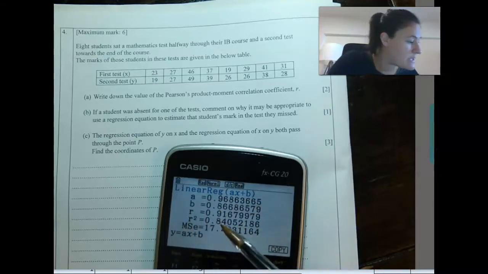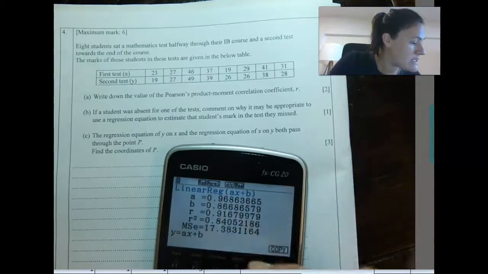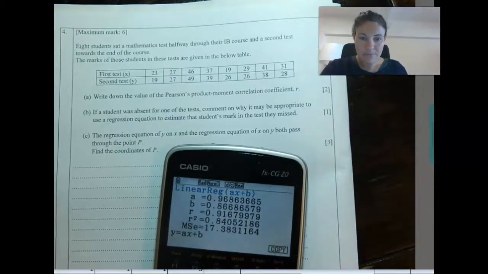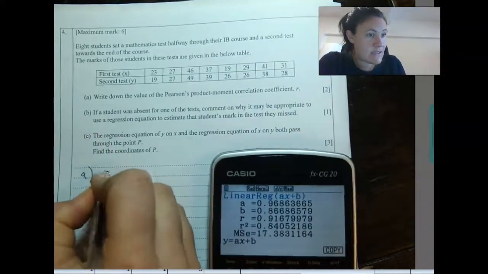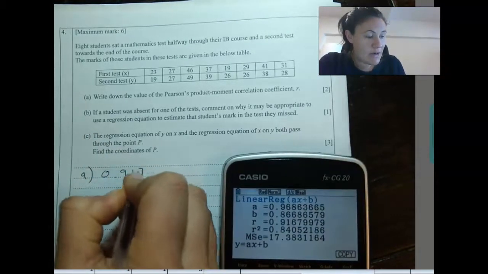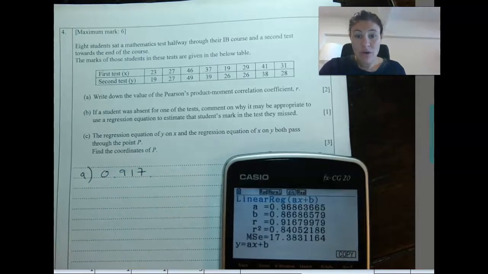So it's 0.916799, which means to 3 significant figures, it is 0.917, which is a strong positive correlation.